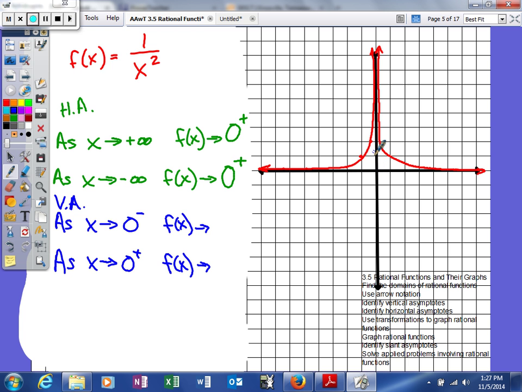And as you can see, our graph can either go to positive infinity or negative infinity. And hopefully you can see this going to positive infinity. And here's another example. So last one, as x approaches 0 from the positive side, now we're going to approach from the numbers that are larger than 0. And you can see our graph still goes to positive infinity. There you go, arrow notation.